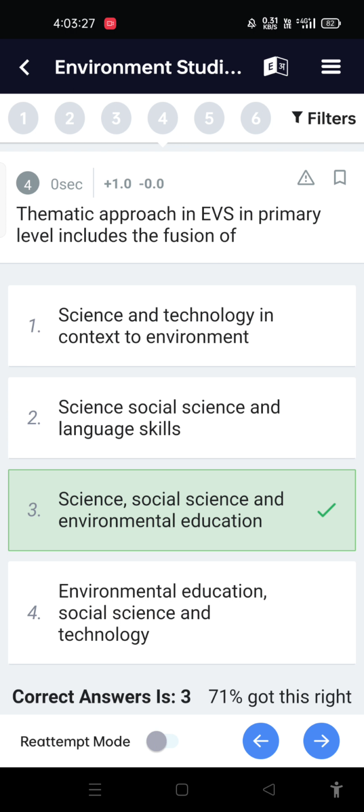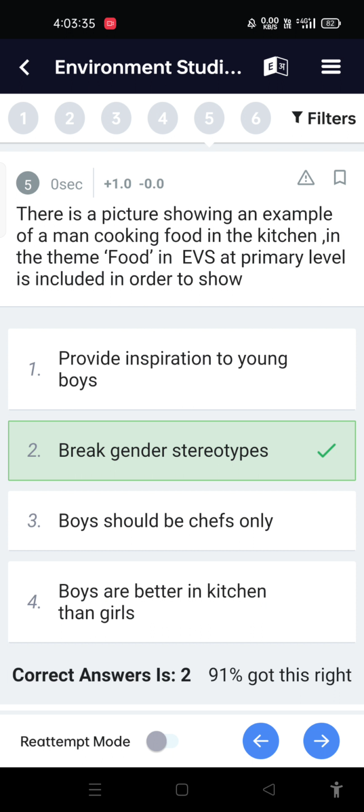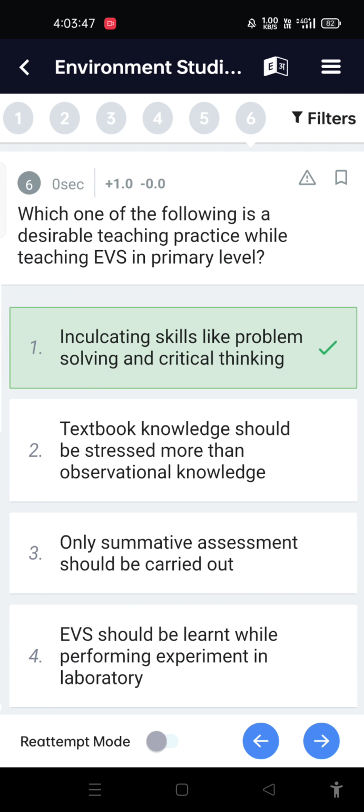The thematic approach in EVS at primary level includes the fusion of science, social science and environmental education. There is a picture showing a man cooking food in the kitchen in the theme food in EVS at primary level. It is included in order to break gender stereotypes.